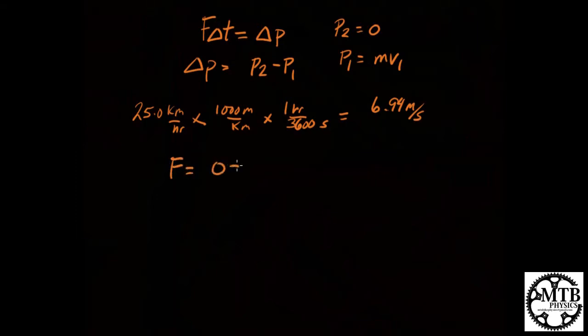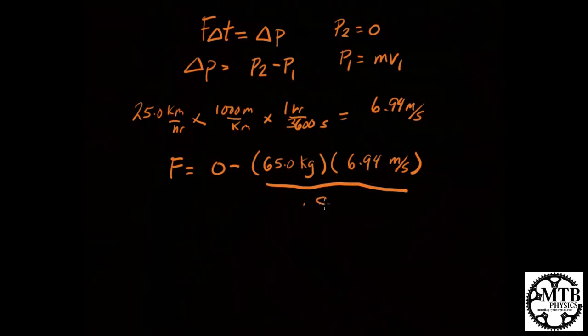I'm going to rearrange our equation now to solve for the force. 0 minus 65.0 kilograms times 6.94 meters per second divided by 0.850 seconds gives us a force of 531 newtons.